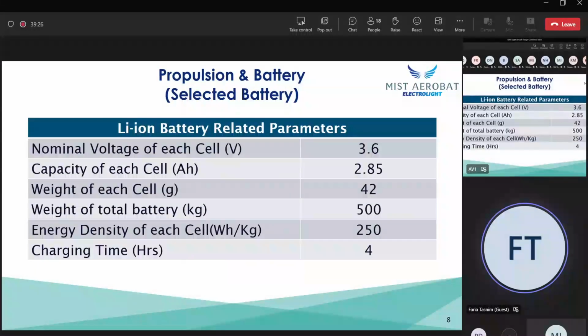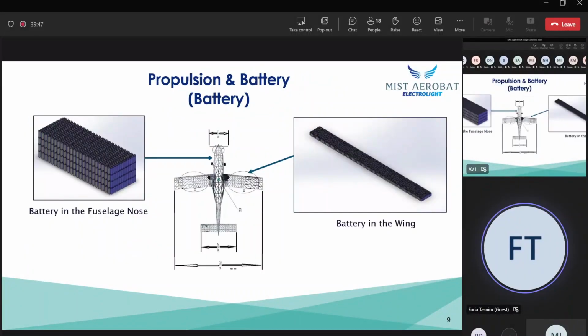For our aircraft, we have selected a lithium-ion battery pack due to its high energy density and availability compared to other battery packs. The weight of the total battery is 500 kg for an endurance of 30 minutes, and the energy density of each cell is 250 watt-hour per kg. You can see the placement of battery packs in the fuselage nose section and the wing section.